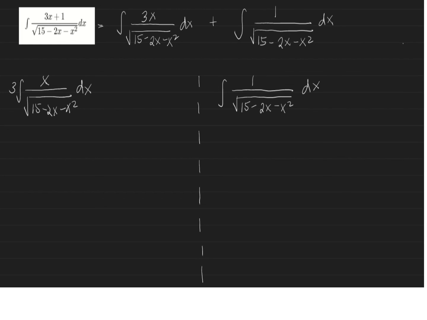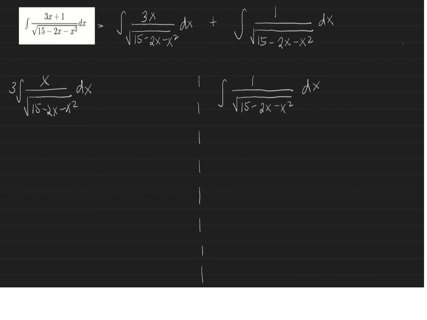So first we separate the numerator. So we have the integral of 3x over the square root of 15 minus 2x minus x squared dx. And then the second term will be the integral of 1 over the square root of 15 minus 2x minus x squared dx. We shall solve these two terms separately. We begin with the first term. We factor out 3, and then we have the integral of x over the square root of 15 minus 2x minus x squared dx.